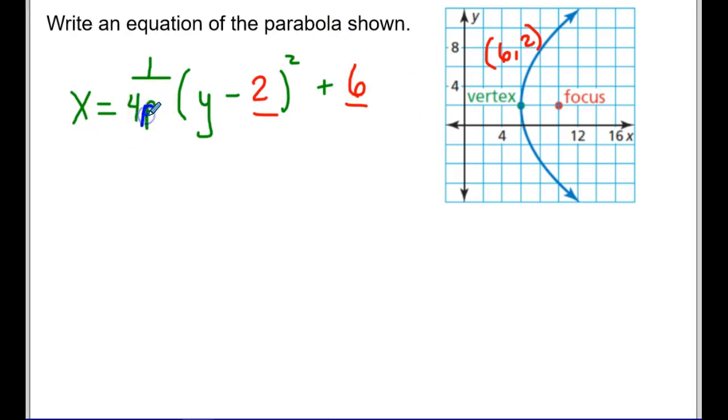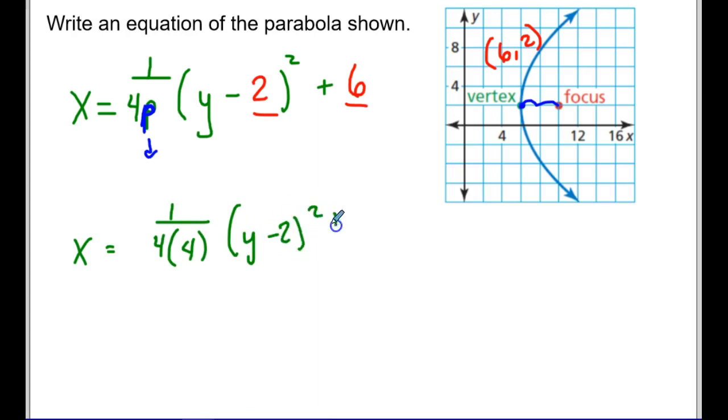So here's p. So p is always that distance from the vertex to the focus. So here I see I go 2, 4. So my p becomes 4. So now we just have to kind of simplify. So I have x equals 1/4, and I said that p was 4, times y minus 2 squared plus 6.